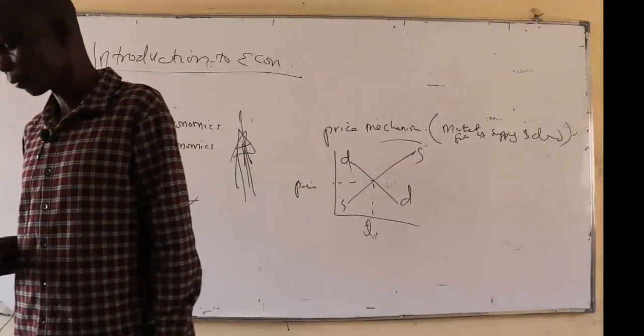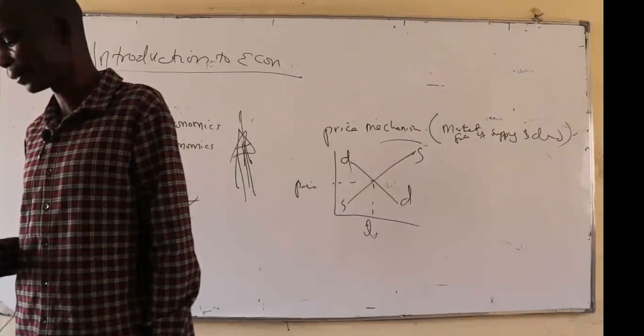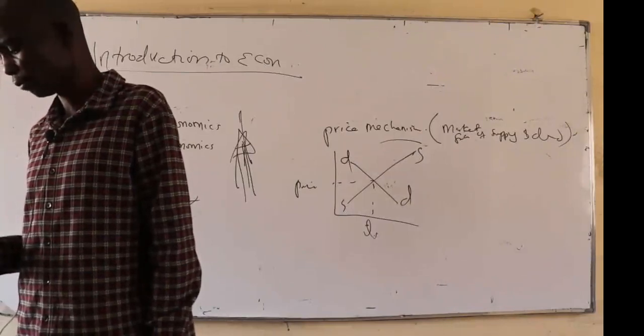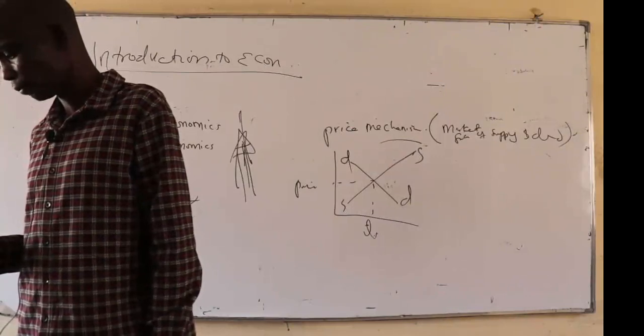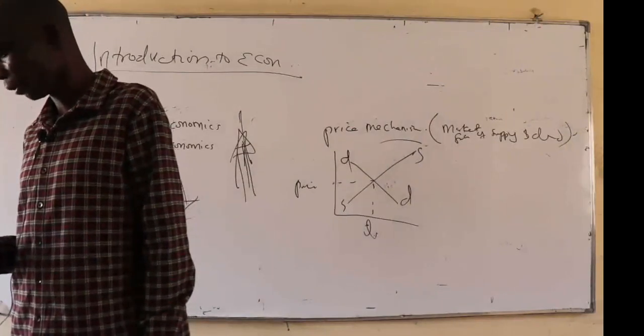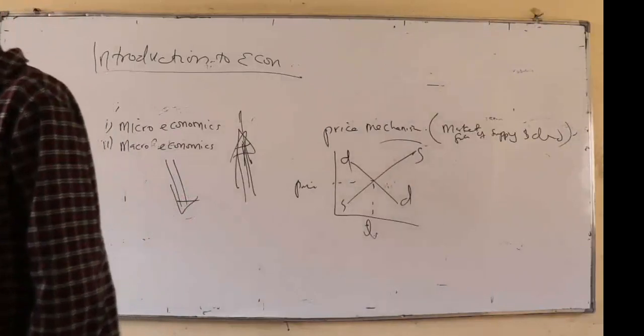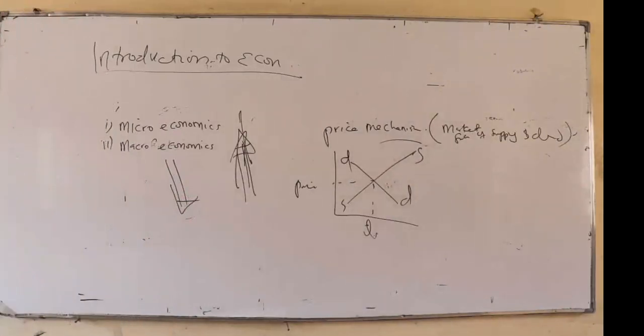Now, down there, features of a free market economy. What are the characteristics of such an economy? The first feature is ownership of private property.